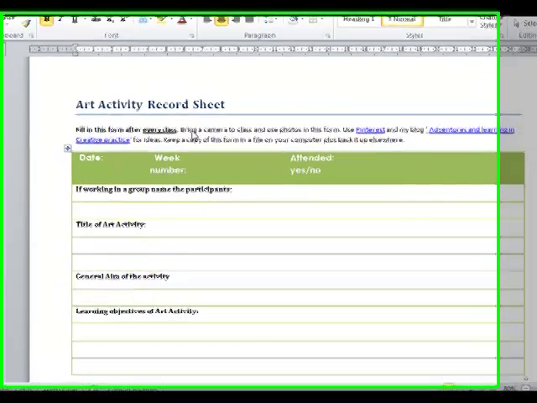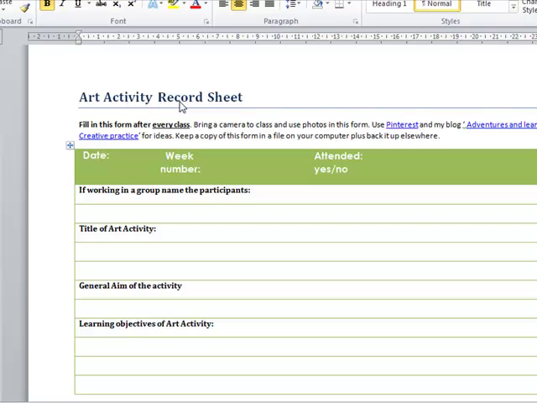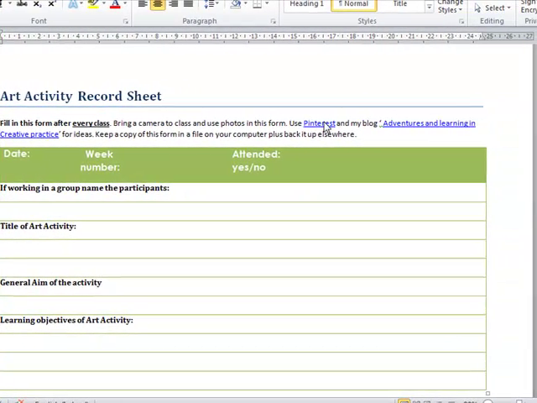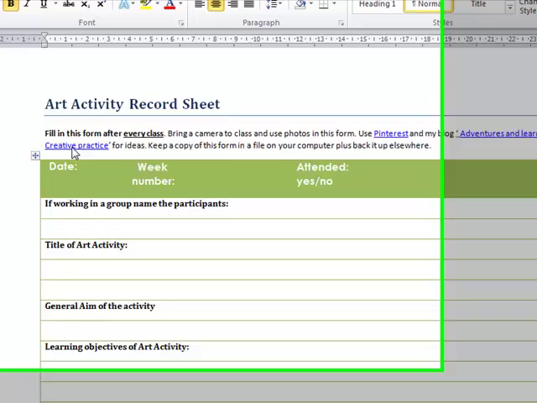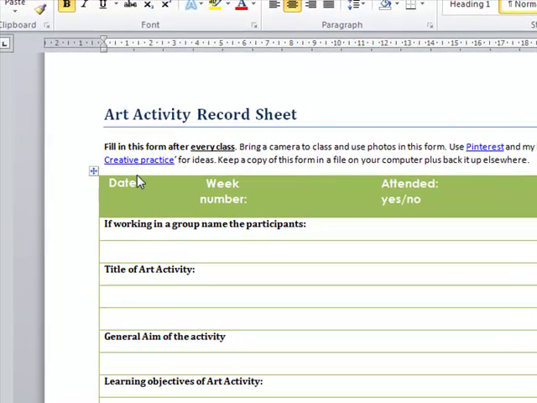Okay, so we're going to have a look at the art activity record sheet, and at the top there you can see that I have a few resources that would be useful to you in filling this in. One being Pinterest, and the other being the blog that keeps a record of the work that was being done in class, but also work that's historical, so it goes back to last year. So it'll help you with filling this in. So let's look at what you would need to be doing filling this in.